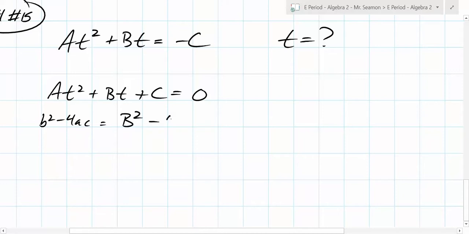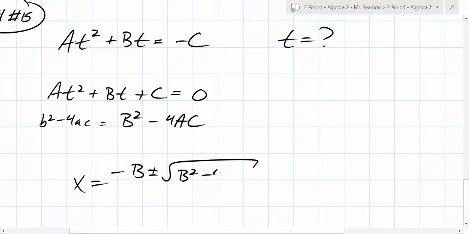B squared minus 4ac, exactly. So x is equal to negative b plus or minus the square root of b squared minus 4ac all over 2a. And is the capitalization important on this one? Yeah, it's different. So you don't do anything. There's nothing else to do.